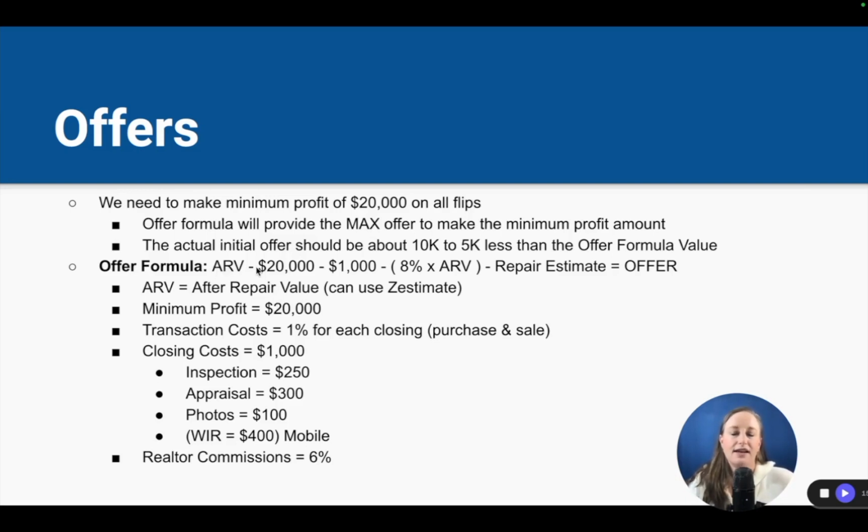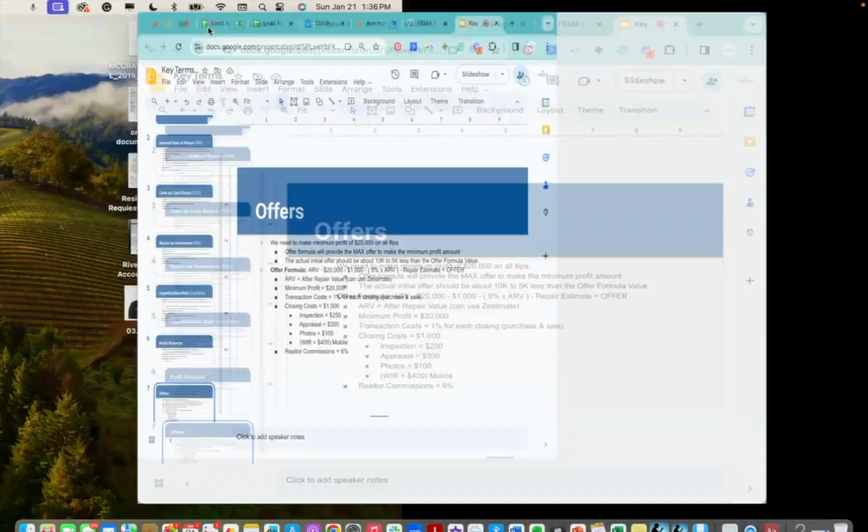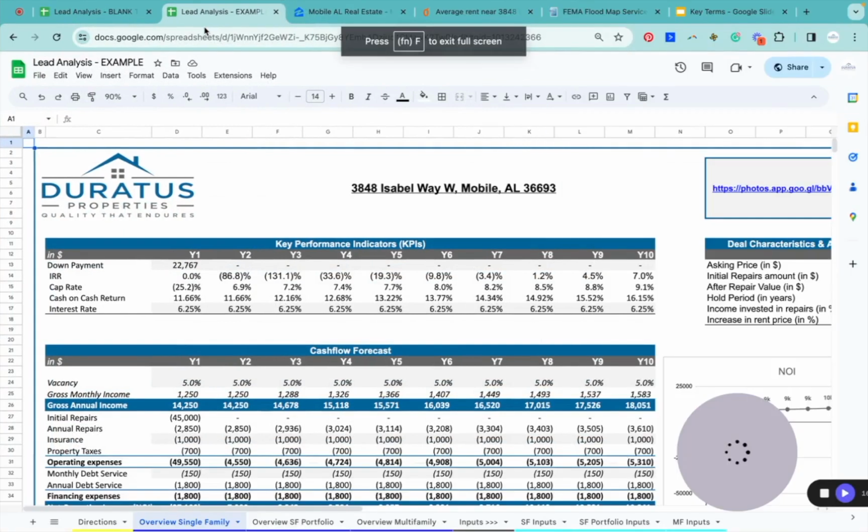We have ARV minus the $20,000, so that's our minimum profit that we need to make, minus your closing costs, so $1,000 and 8%, minus your repairs. That's your offer. Here is the breakdown below the formula of how I got that formula. You can check that out. And yeah, that is it. Okay, so that's all you need to know to understand what's going on here in our property overview.